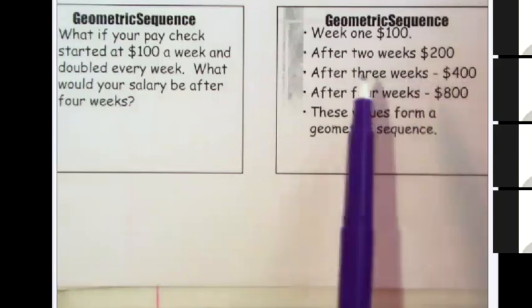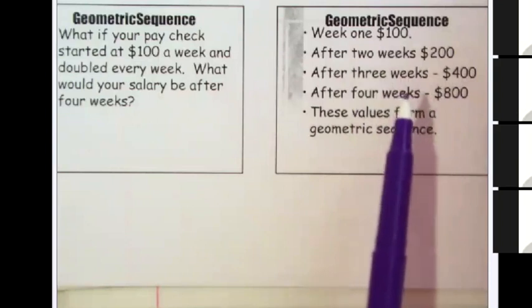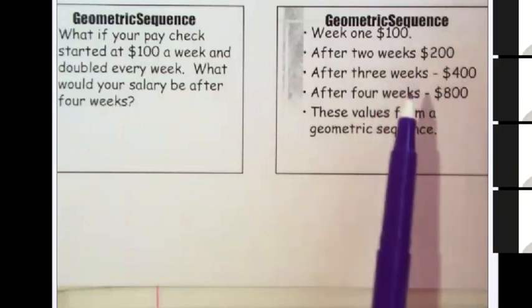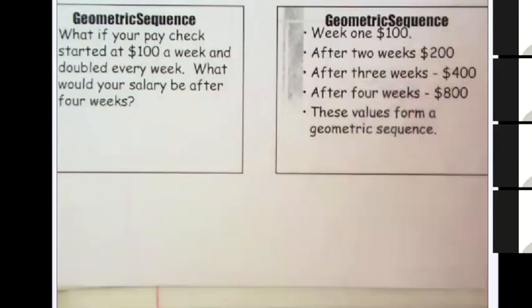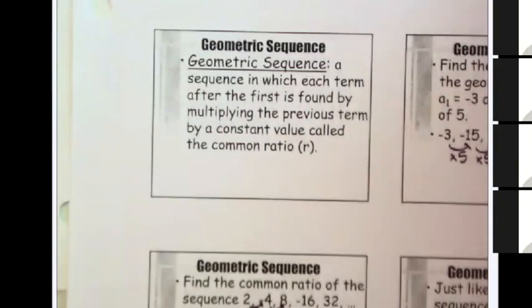So that's what geometric series means. We're multiplying by the same thing each time. So arithmetic, we add the same thing each time. Geometric, we multiply by the same thing each time. That's what this little definition says right here. A sequence in which each term after the first is found by multiplying the previous term by a constant value. Now this time the constant value is called the common ratio.